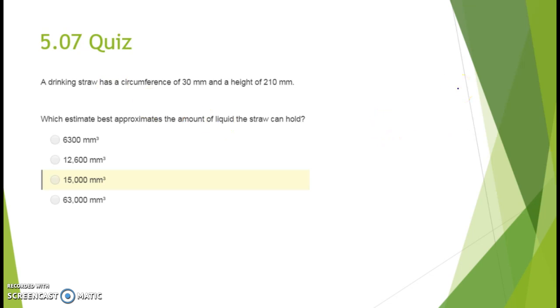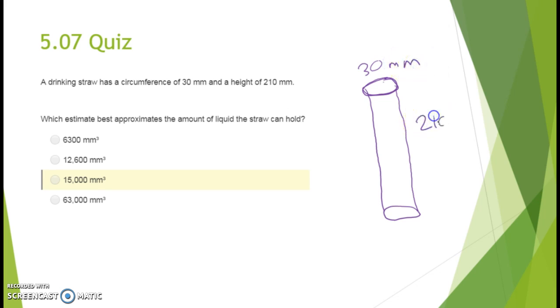So here we have a drinking straw, and it says it has a circumference of 30 millimeters and a height of 210 millimeters. A drinking straw is best modeled by a cylinder. This is an enlarged image of it so that you can get an idea of what it would look like. It has a circumference of 30, so around that edge is 30 millimeters, and then it has a height of 210 millimeters.